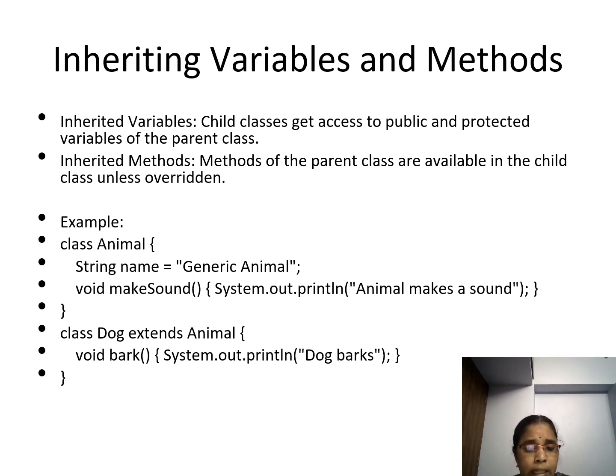So how can we inherit the variables and methods in Java? The variables can be inherited from the parent class to the child class. The child classes get access to public and protected variables of the parent class. Methods can also be inherited from the parent class to the child class. And when methods of the parent class are available in the child class, we have to think of overriding.